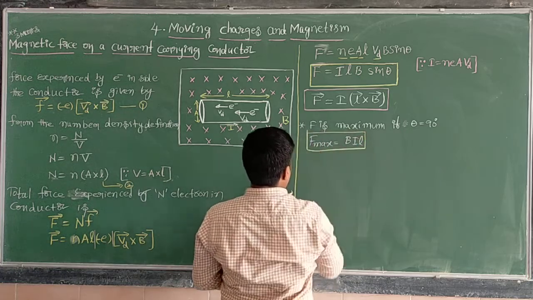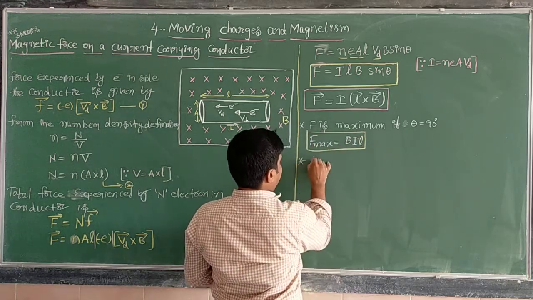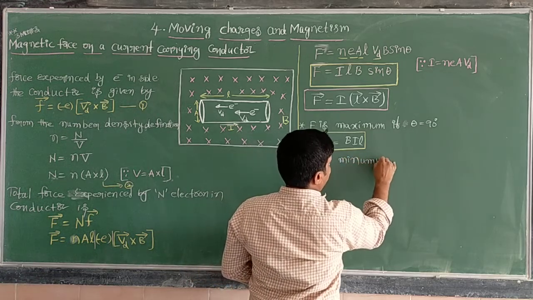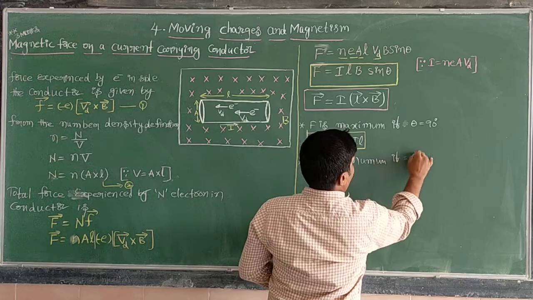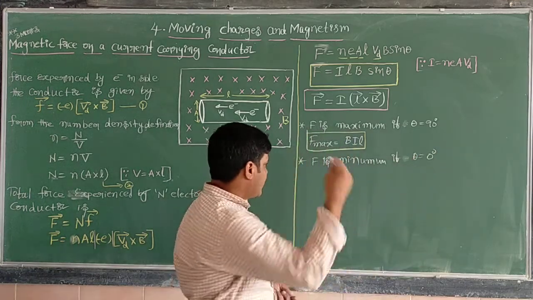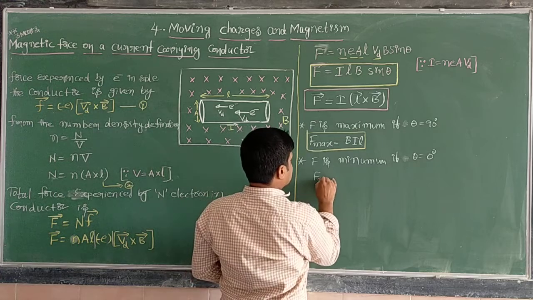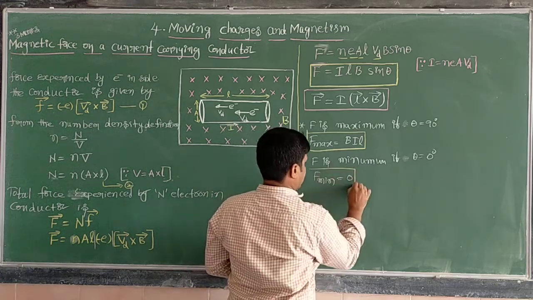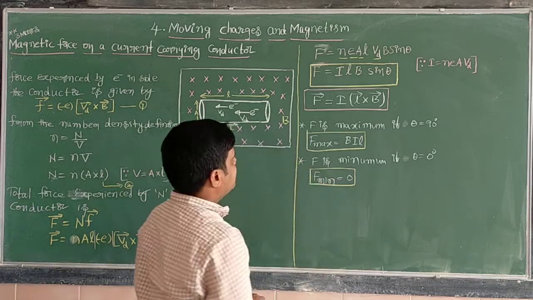Next, force is minimum. When the force is minimum, theta is equal to 0 degrees. Theta equal to 0 means force is minimum. Minimum force means we can write 0. Okay, that is how we can write it.